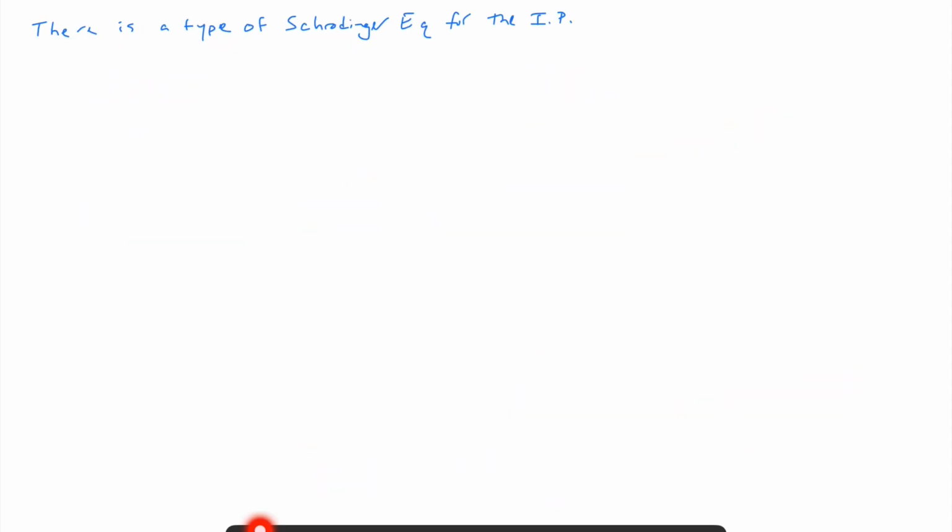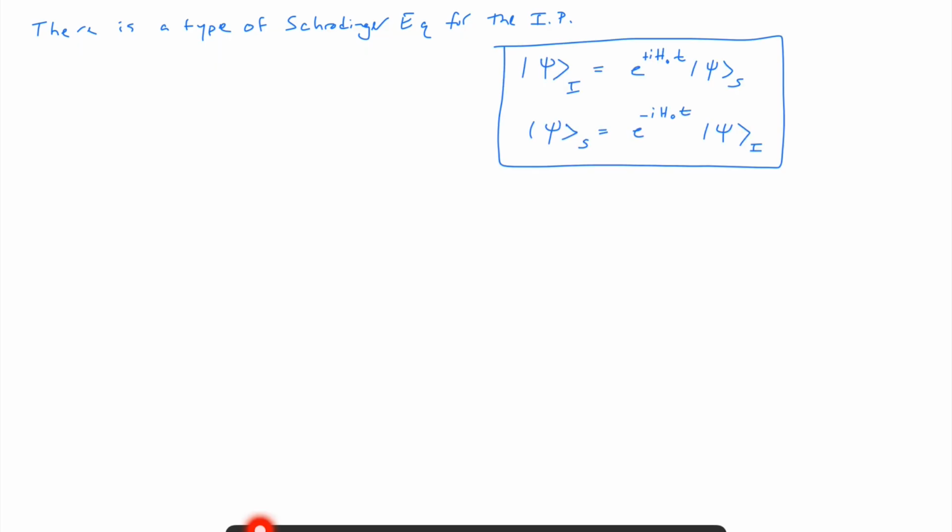There is a type of Schrödinger equation for the interaction picture, and I'm just going to restate things here. This is the interaction picture definition over here, this first line for our kets. You pull back your Schrödinger ket by e to the plus iH naught t. And if you invert this, or multiply by e to the minus iH naught t, you get the formula in reverse, where you get the Schrödinger picture ket in terms of the interaction picture ket.